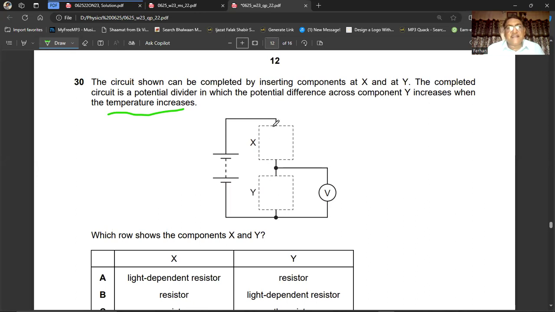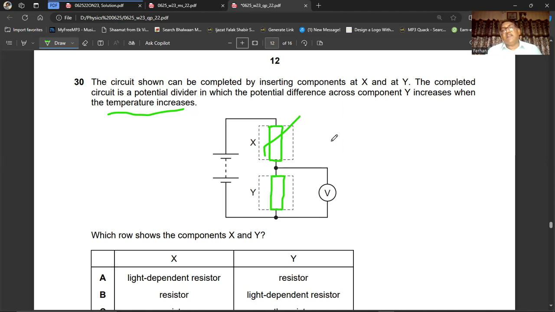So that means here you will attach something whose resistance decreases when the temperature increases. So here I think you have to attach a thermistor. Okay. So here we will attach a thermistor, and here you will add a simple resistor.